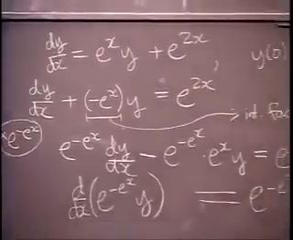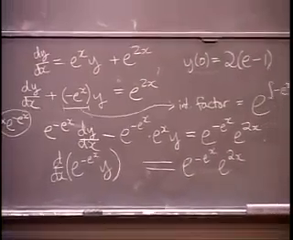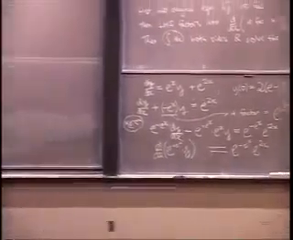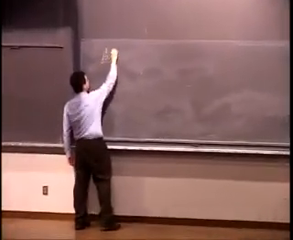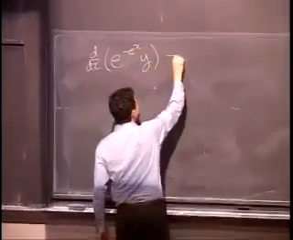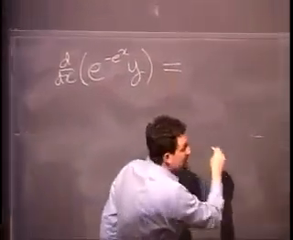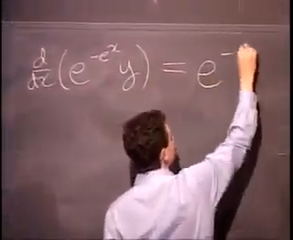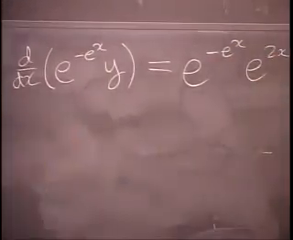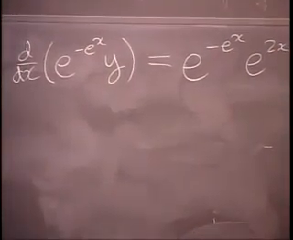All right. Well, we've still got to finish the problem. So let's just, for my sake at least, rewrite that bottom line here: d/dx of e to the minus e to the x times y equals e to the minus e to the x times e to the 2x. Okay, so the next thing to do is integrate both sides dx.